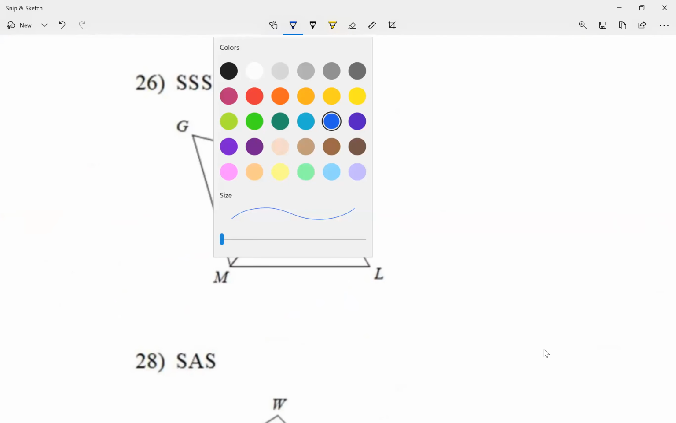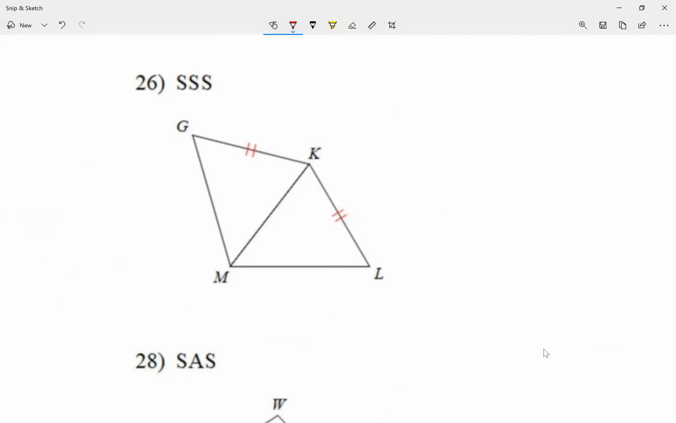To begin with, I'm gonna say I can mark this side because both triangles share it. And then I look at one triangle. Let's take a look at this triangle. It doesn't matter which of the 2 triangles you look at first. I see I need to have side, side, side, and I'm looking at that triangle. So I need to have all 3 sides marked. Which one am I missing?